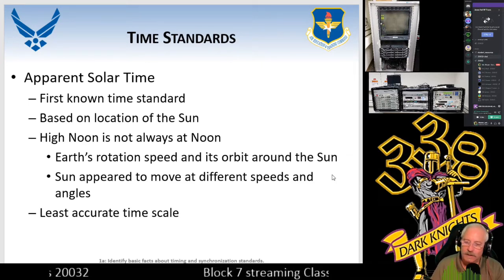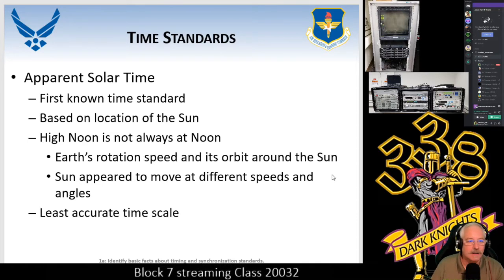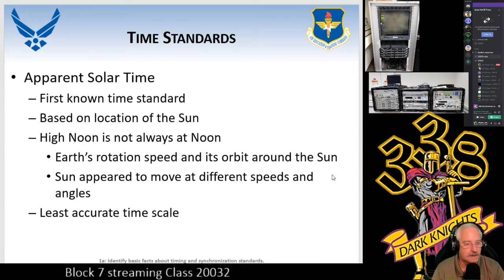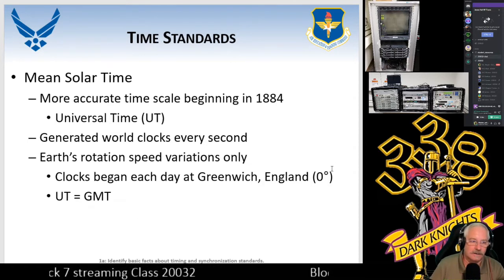You also have the Earth's rotation. It is an elliptical orbit, not a circular one. Elliptical meaning it's like an egg. Its axis tilt in certain seasons, like for example, we just had the summer solstice. And like I said before, it's the least accurate time.